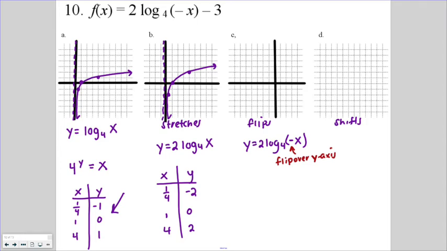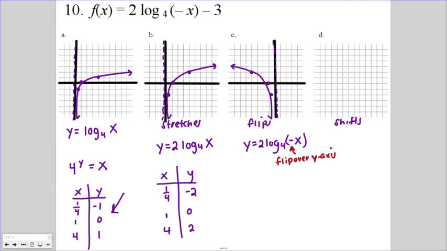So now I'm plotting the point 1/4, -2, excuse me, -1, 0, and then -4, 2. Because we're flipping over the y-axis, our asymptote still stays the same. And we're looking like that now.